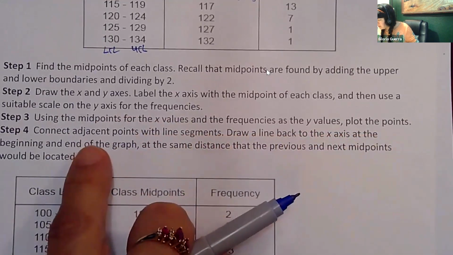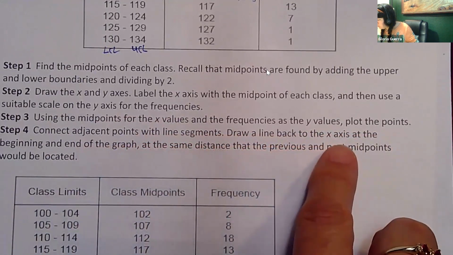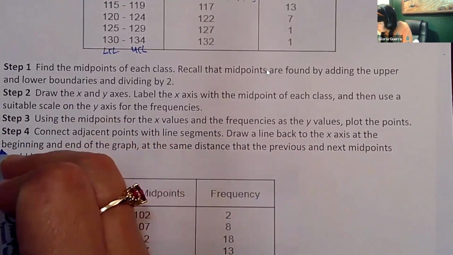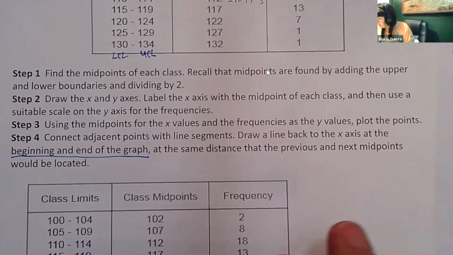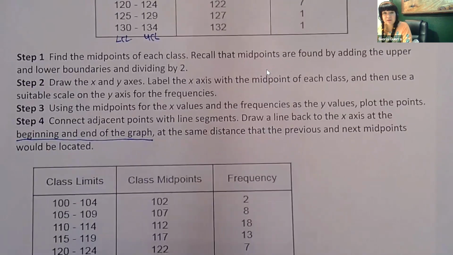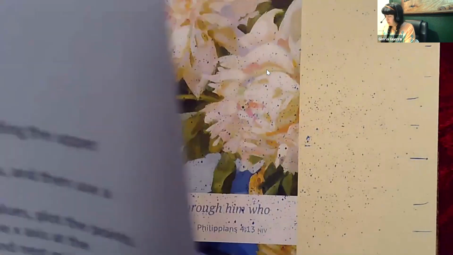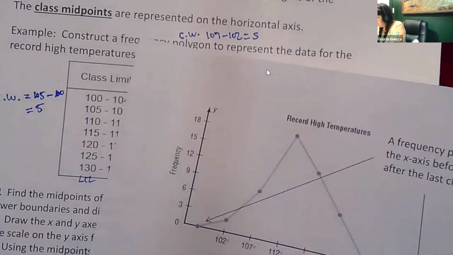Plot the points, connect adjacent points with line segments. Draw a line back to the X-axis at the beginning and at the end. This is important for the graph because it needs to be anchored. Frequency polygons are anchored at the same distance that the previous and next midpoints would be located. I'm not sure why they put this data again, since it's the same data, but if you look at the next page, they have a picture of that.